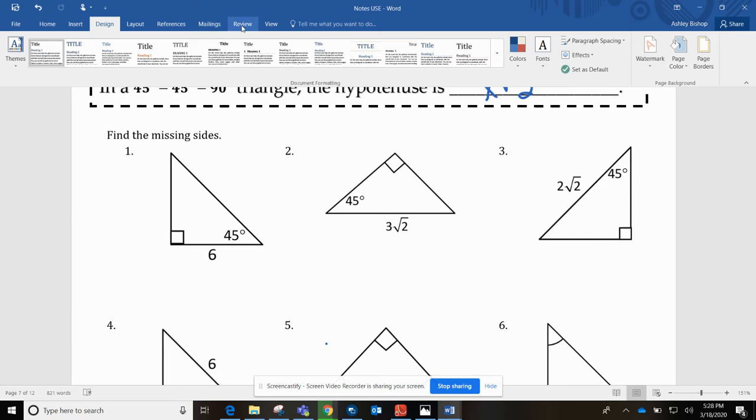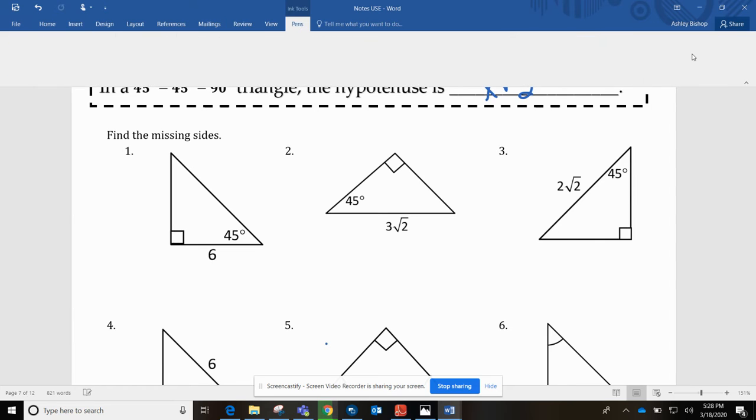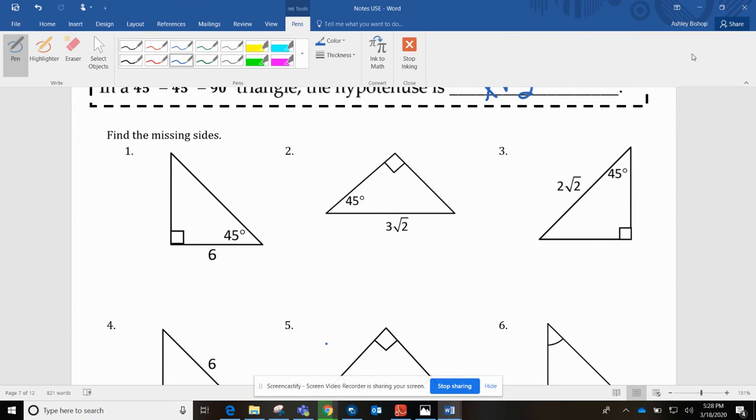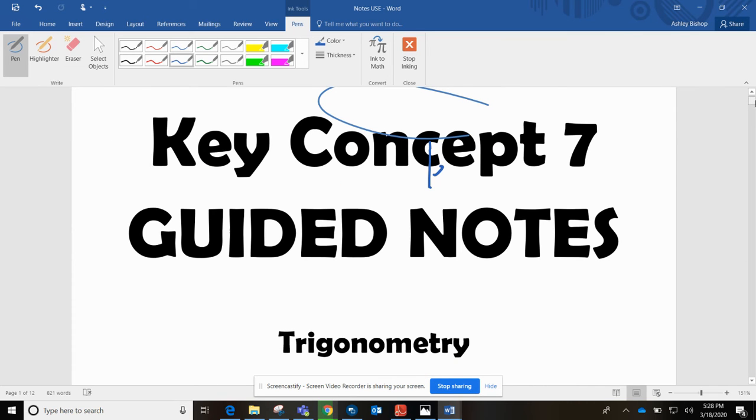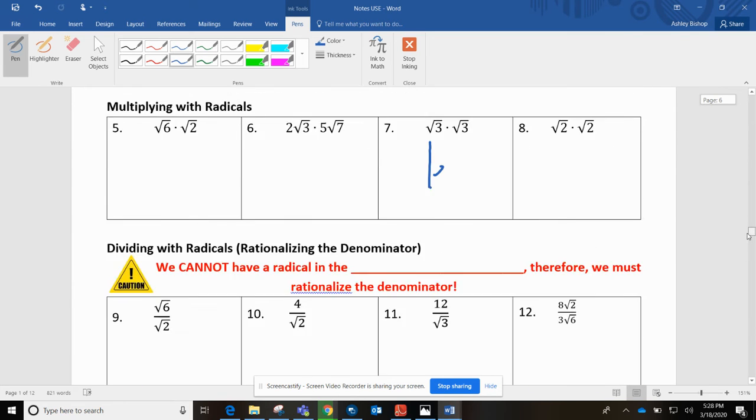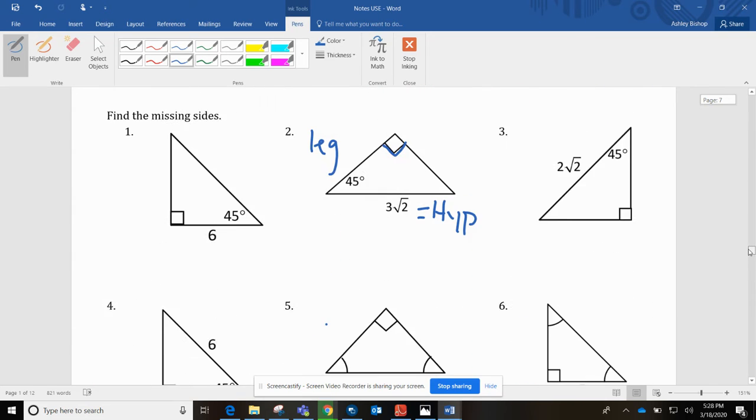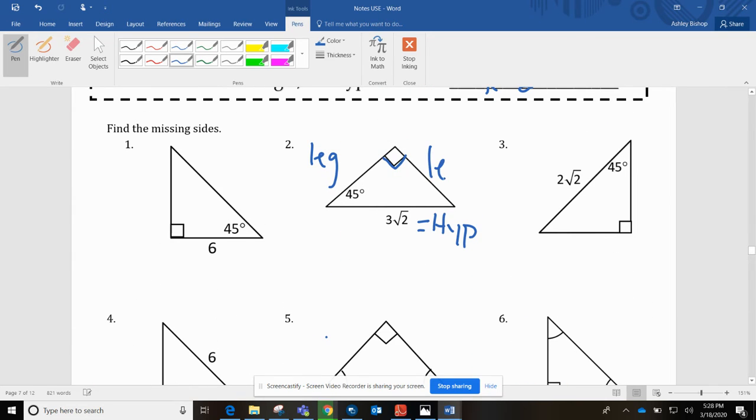So we are going to start with number 2 here. First things first, let's label our sides. So here's my hypotenuse. Remember, your hypotenuse is always across from the right angle. And so that must mean that this side is a leg over here, and that other side is going to be a leg. Let me get this right back where we were. Okay, so this side is going to be a leg.